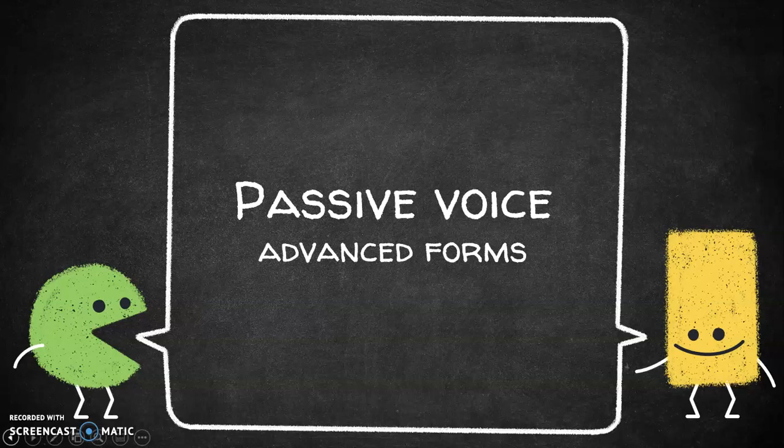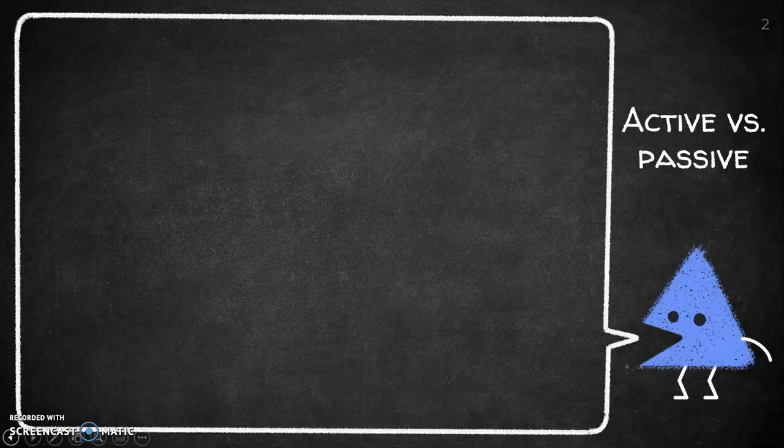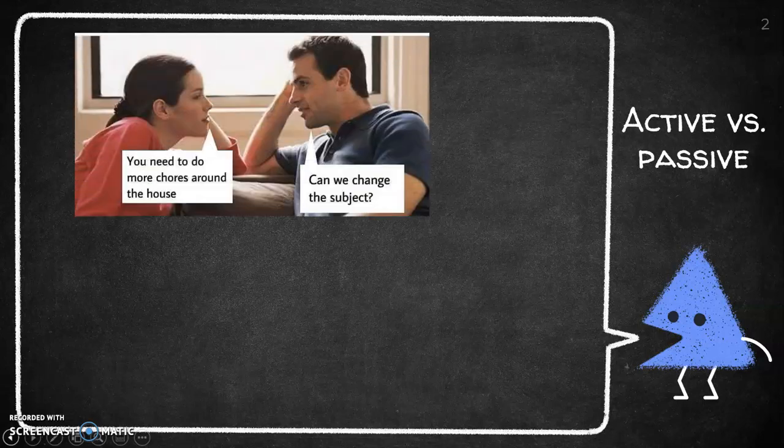Today we are going to explore the advanced forms. Friendly reminder about the difference between active and passive voice. The example that we're going to explore today is this one about a woman who is asking her husband to do more chores around the house. The man responds, "Can we change the subject?"